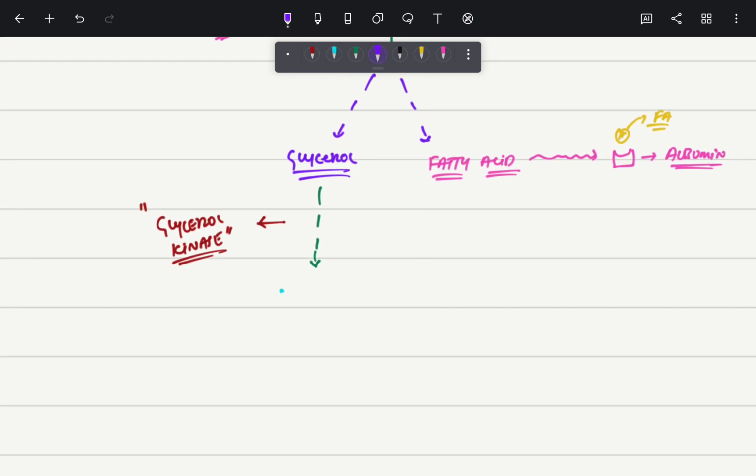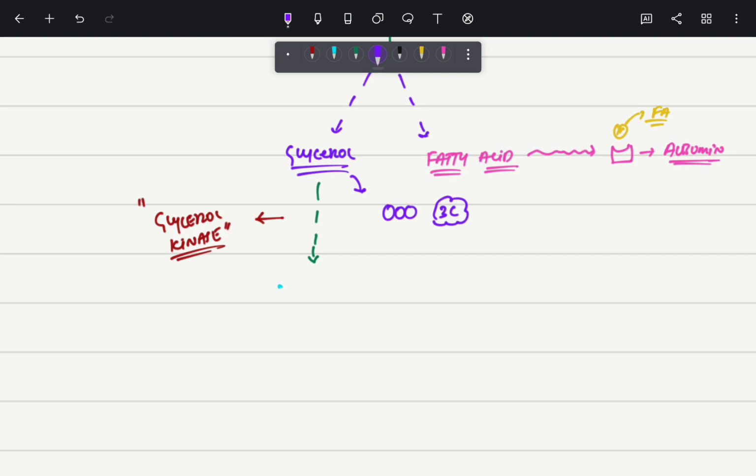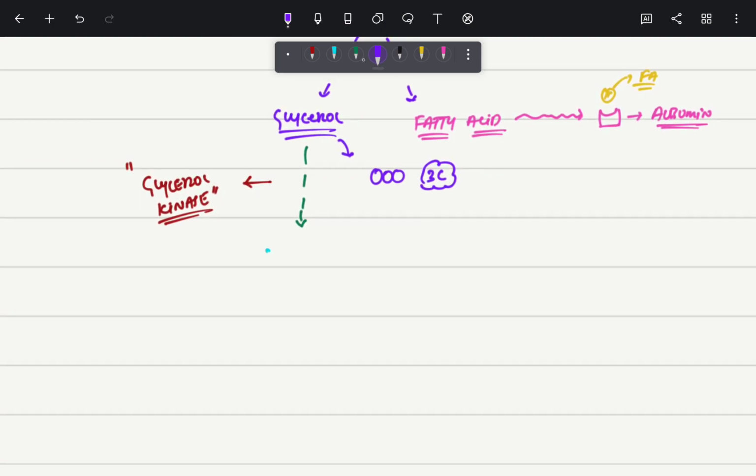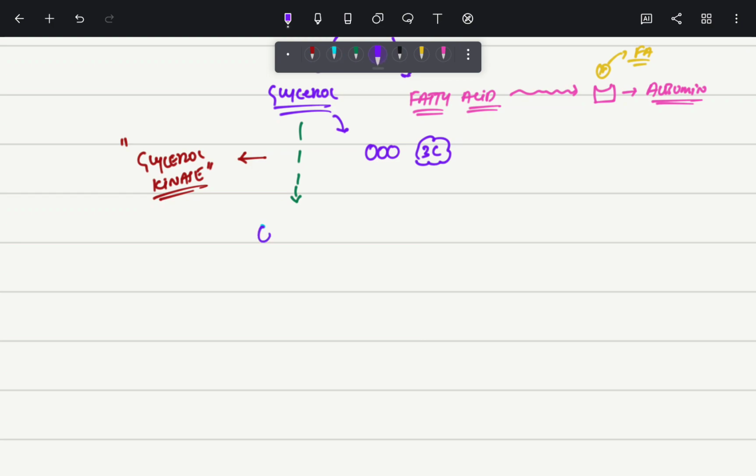Actually, I want to say one more thing here. This glycerol here is a 3-carbon unit. It means it has 3 carbons present on it. So glycerol kinase will put a phosphate on the 3rd carbon. So once again, here 1, 2, 3, the 3-carbon unit, which was the glycerol, right?